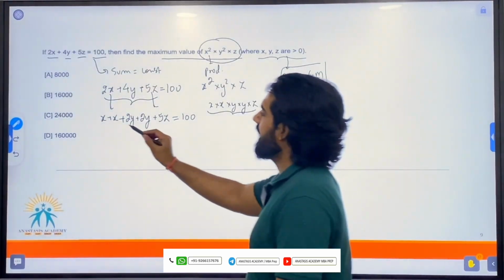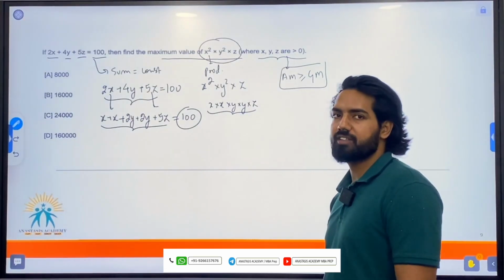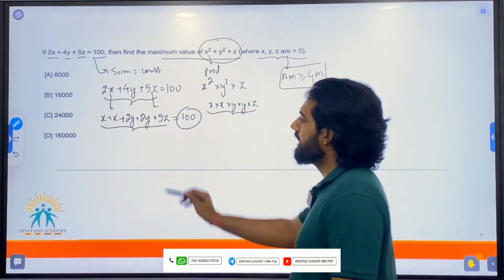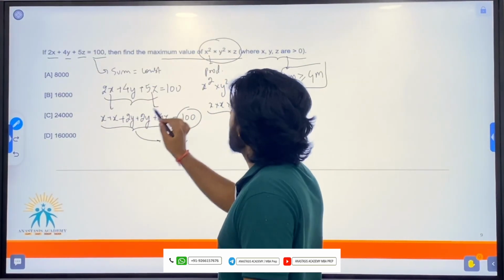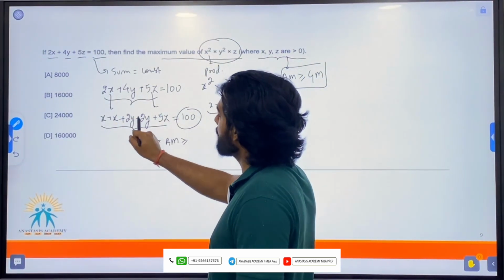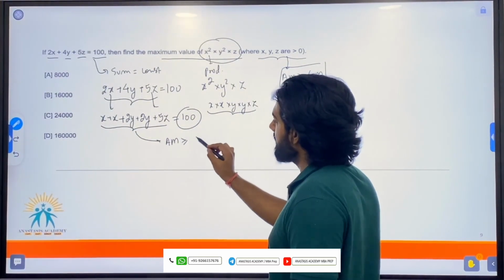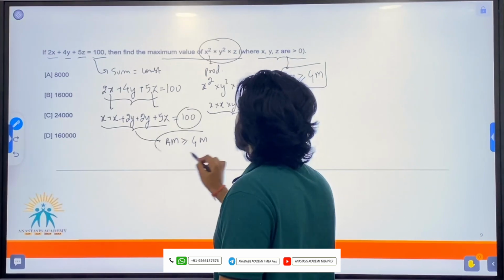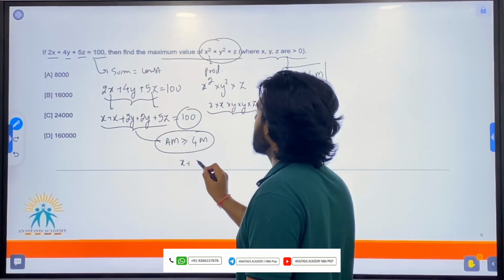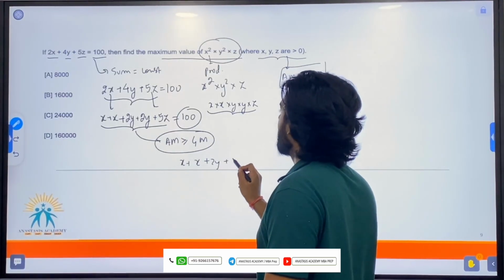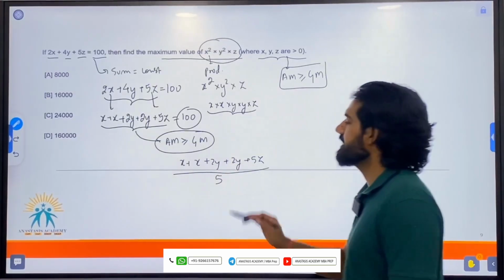Now these are 5 numbers. The sum of these 5 numbers is constant, which is 100. So we can say the arithmetic mean of these 5 numbers must be greater than or equal to the geometric mean, because x, y, z are positive, so x, 2y and 5z are also positive. The arithmetic mean of these numbers would be x plus x, 2y, 4th number, 5th number, divided by 5, because these are 5 in number.